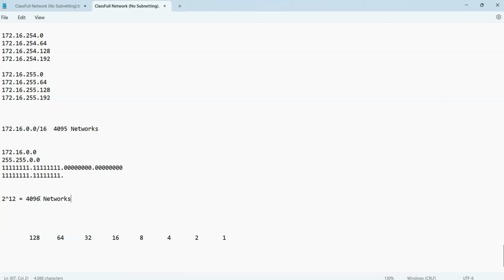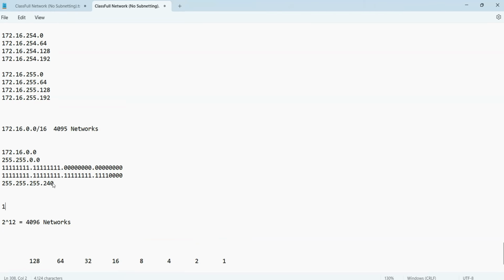I had to borrow 12 bits. Where are the 12 bits? 1, 2, 3, 4, 5, 6, 7, 8, 9, 10, 11, 12. And these are left for the host. How many bits left for the host? What is this mask, by the way? 255.255.255 dot what? 4 bits. Remember the value of the last one is 16. So I add these up together, I get 240. So in other words, it's a 172.16.0.0 slash what right now? I'm using 8, 16, 24, so it's a slash 28. So 4 bits left for the host.